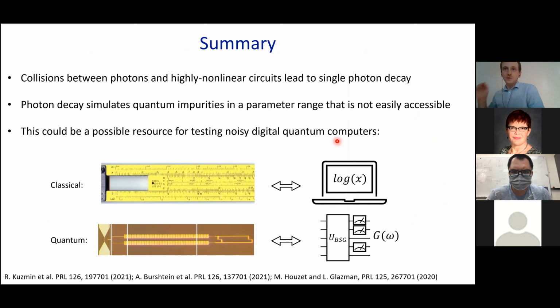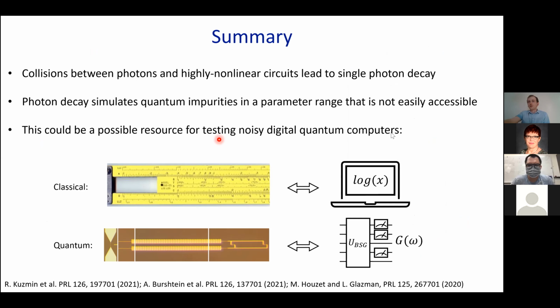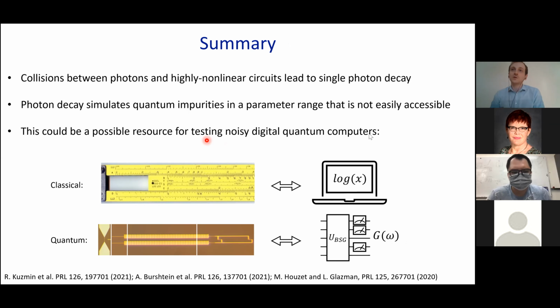With this, I would like to summarize my talk by saying that collisions between photons and highly nonlinear circuits can result in a single photon decay. And this decay can be very efficient. It can reach probability close to 1. And we can use this decay data, photon lifetime data, to simulate quantum impurities in different parameter regimes, which might not be available to other systems.